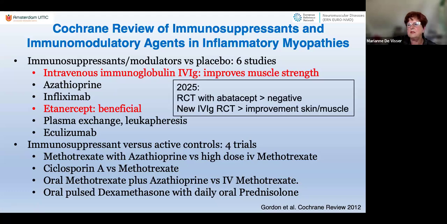And they revised their review over the past few years. I'm sure that the results, the publication, will appear later this year. They did not change their opinion on all these immunosuppressants, but they found that an RCT with abatacept, which blocks the interaction between T cells and antigen-presenting cells, was negative, unfortunately, and a new IVIG RCT showed improvement of skin and muscle, and I'm going to address that later.